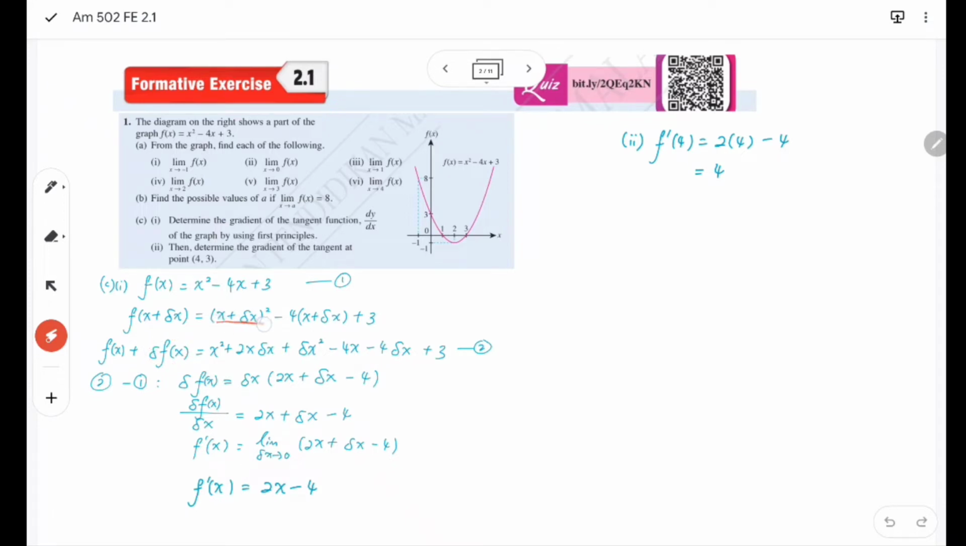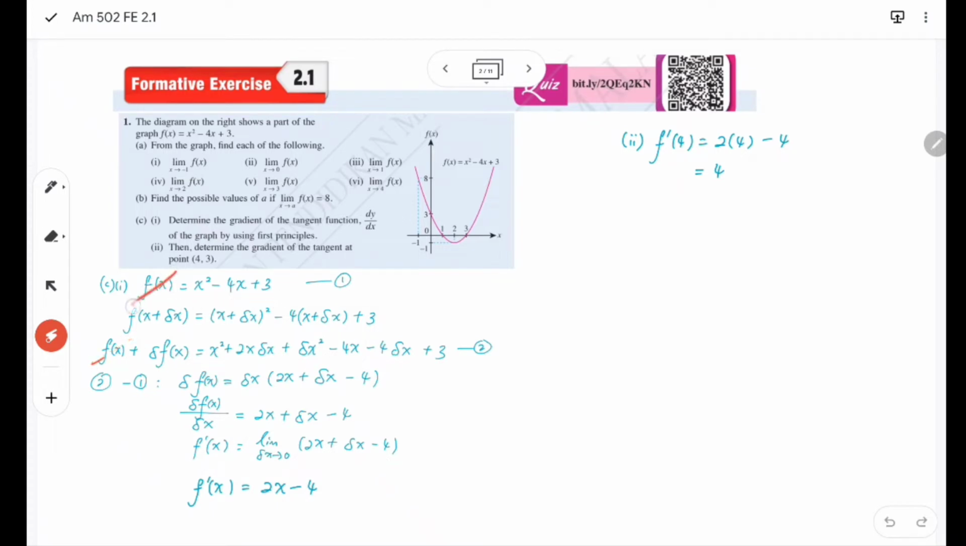Then when we expand this bracket, we get x squared plus 2 times x times del x plus del x squared minus 4x minus 4 del x plus 3. So we get 2 equations. And to get the del f or the dy/dx, we use the second equation minus the first equation.